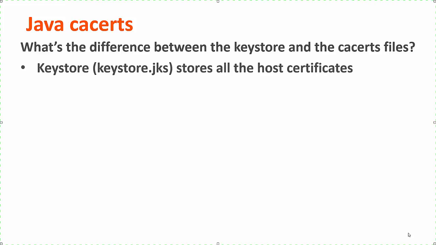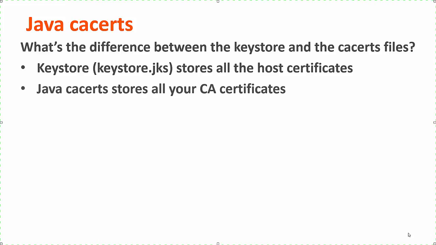The keystore file, or keystore.jks we created on the self-check monitor, stores all the certificates for that application. By contrast, the cacerts file is exactly what its name implies. The cacerts file represents a system-wide key store that stores all your CA certificates. Hence the name, CA plus certs equals cacerts.